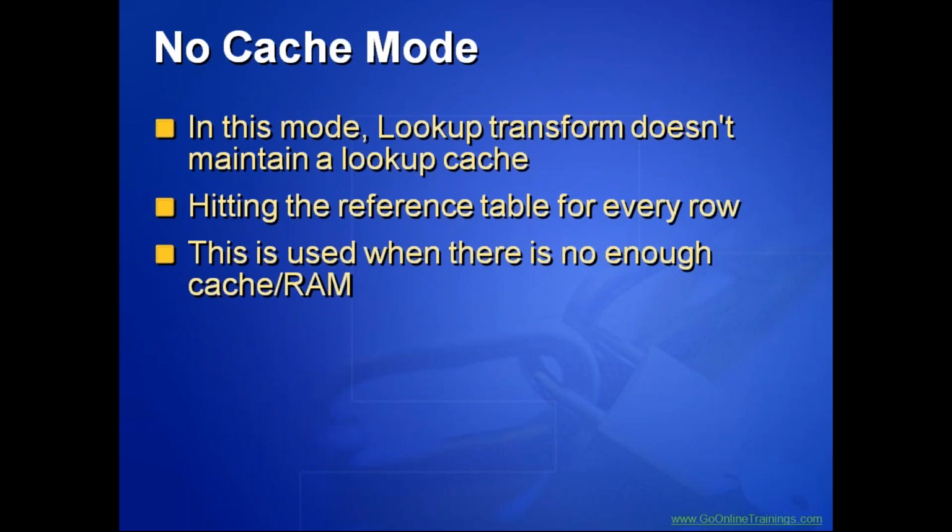In this mode, the lookup transform does not maintain any lookup cache. So it hits the reference table for every row. This is used when there is not enough cache or RAM.